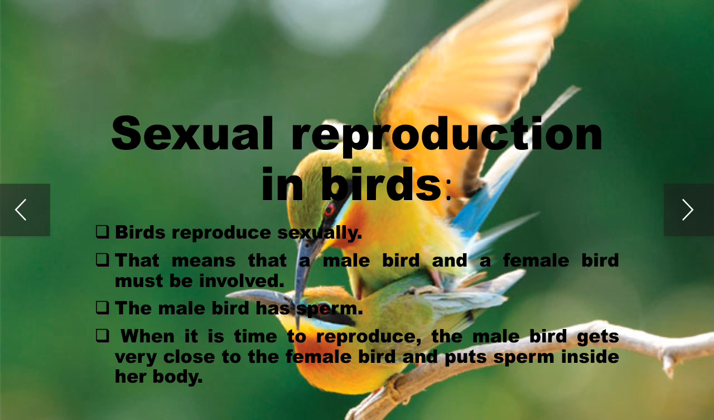Sexual reproduction in birds. Birds reproduce sexually, in which male and female birds are involved. The male bird has sperm and he inserts sperm inside the female body.